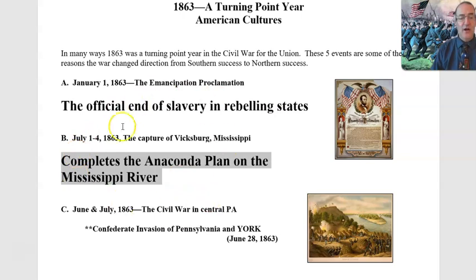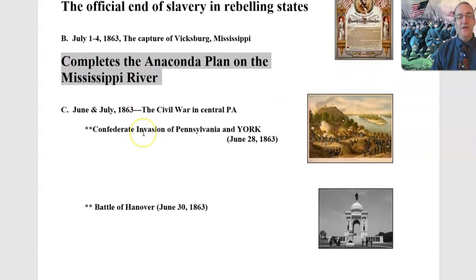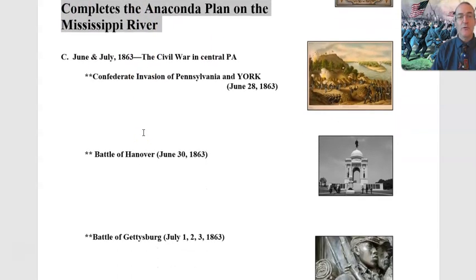But while that is all happening, there are big things going on in central Pennsylvania. So we'll spend some time on Tuesday, Wednesday, and Thursday especially looking at the Confederate invasion of our area, right here in central PA. June and July of 1863, the Confederates invade Pennsylvania, trying to bring this war to an end.